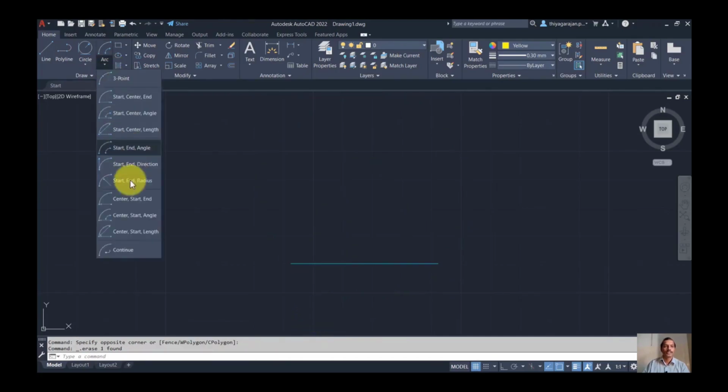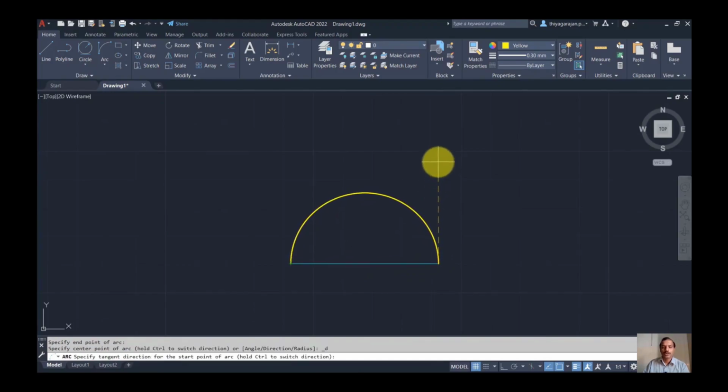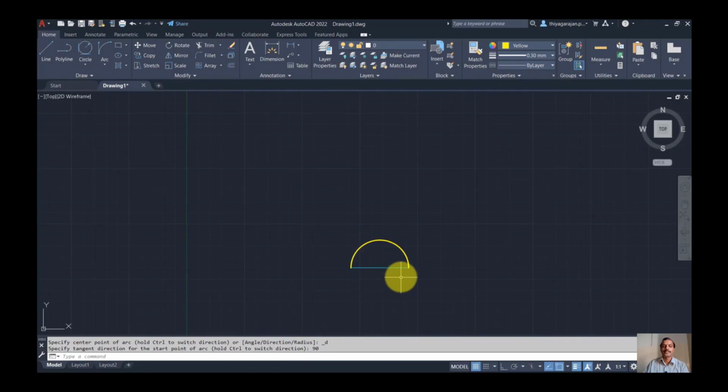Next option is start end direction. I'm giving the same start point and the same end point. The direction of the arc, that means the start point direction of the arc, is what? Now you can see the trajectories. So now the trajectory angle is 90 degrees, 30 degrees, 45 degrees, 90 degrees. So if you increase the angle, you can see how the curvature is changing. Okay, so these are the tangent directions. Let me give now 90. So you will get exactly a semicircle. Okay, now let me try some more.